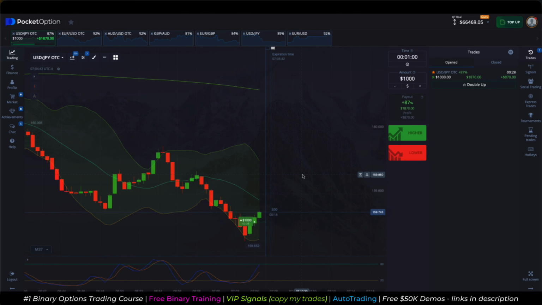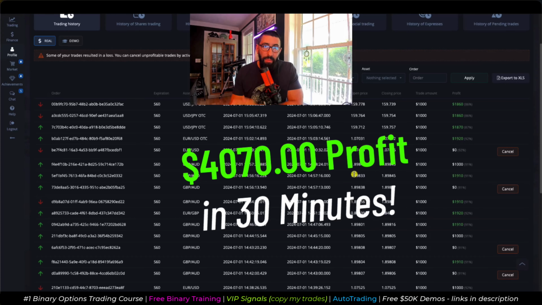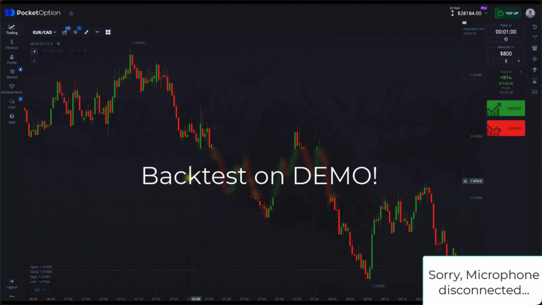Combining this strategy with other levels of confluence in these markets is going to greatly improve your overall profitability. By following these concepts and the very simple rules of this strategy, we were able to capitalize over $4,000 in 30 minutes. Remember to backtest this strategy on a demo account.